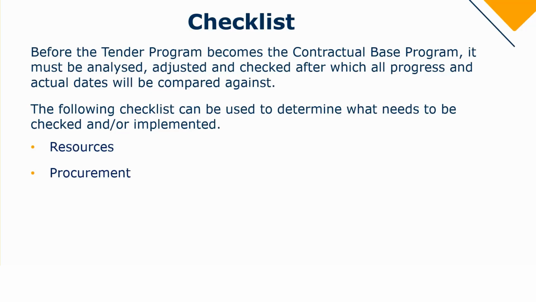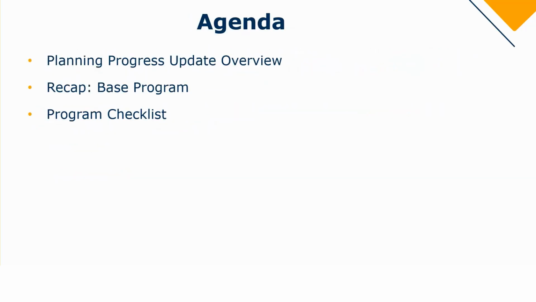Alright, so that is my program checklist. So as I've mentioned, I have made sure that I went through the entire checklist, so I have covered all of these. So far we've covered the Planning Progress Update overview. We've recapped on the base program. We have looked at the program checklist. And before we go live into the software, I would like us to look at setting time now in Candy.